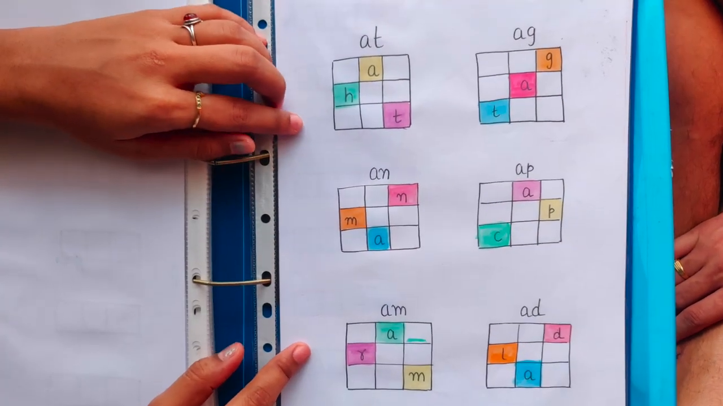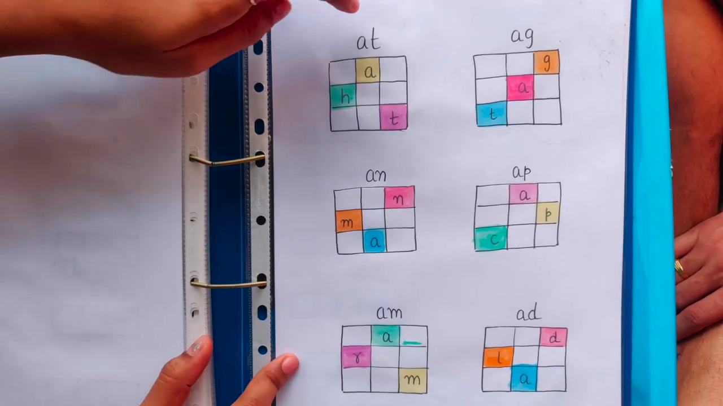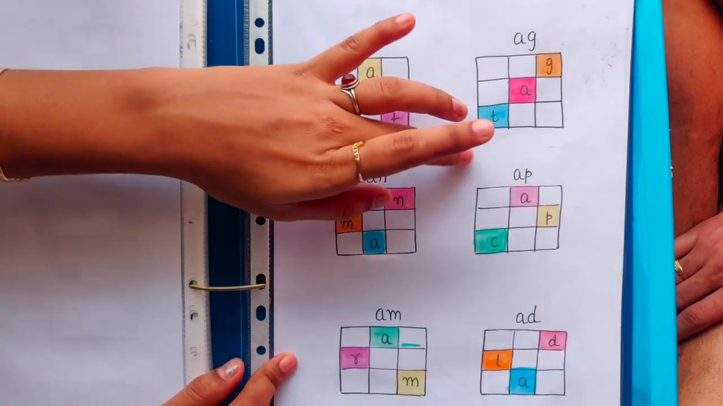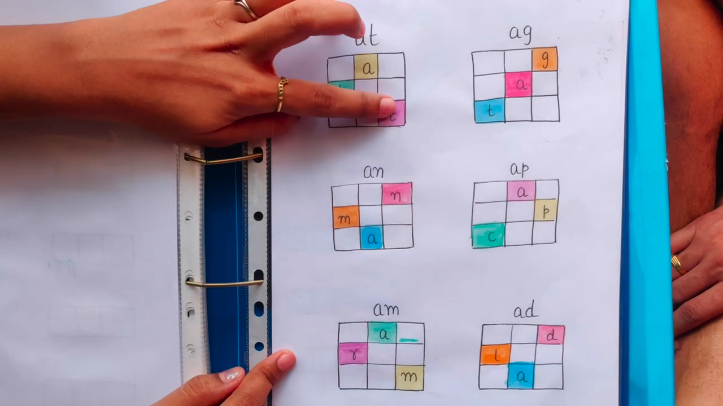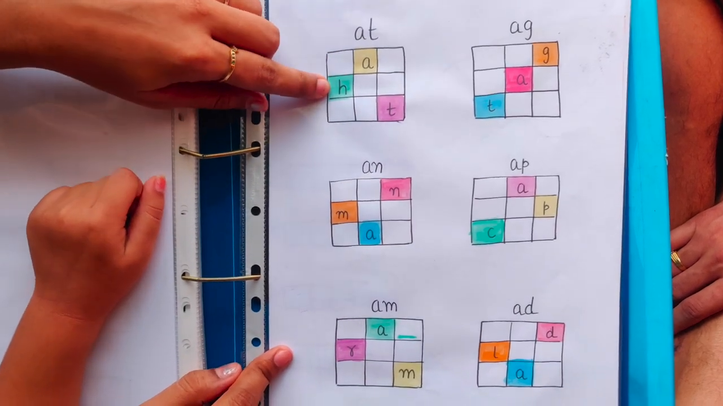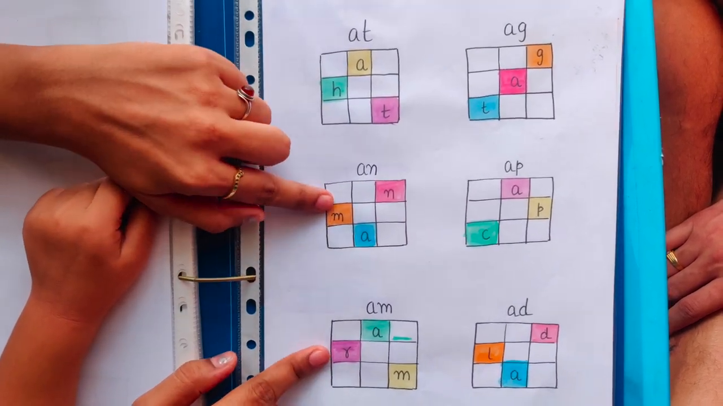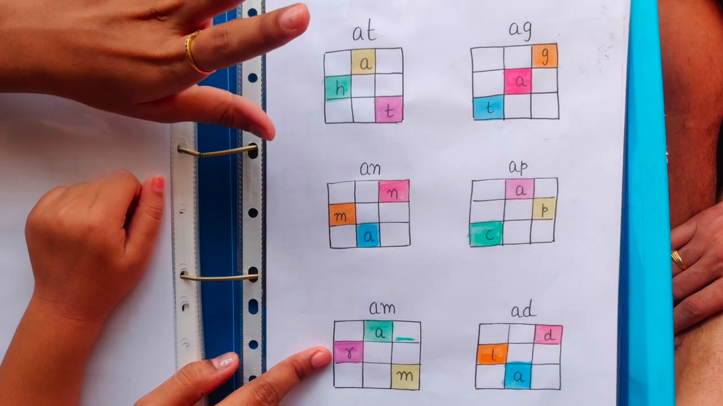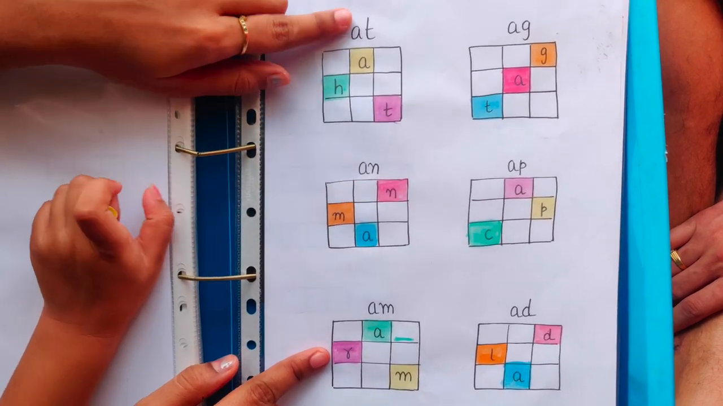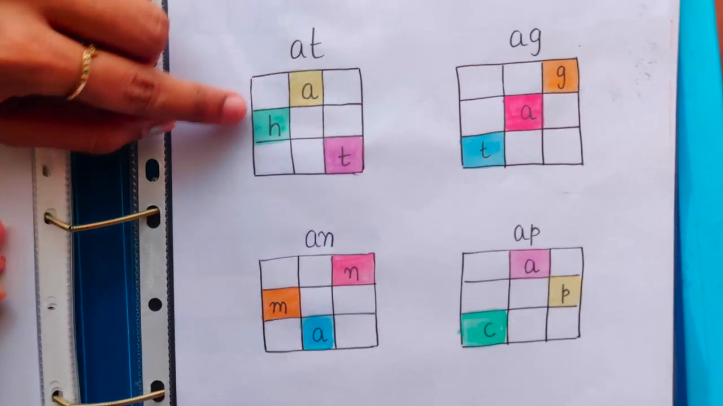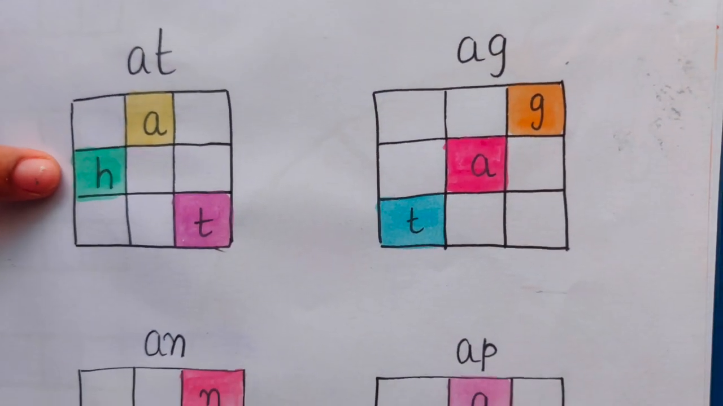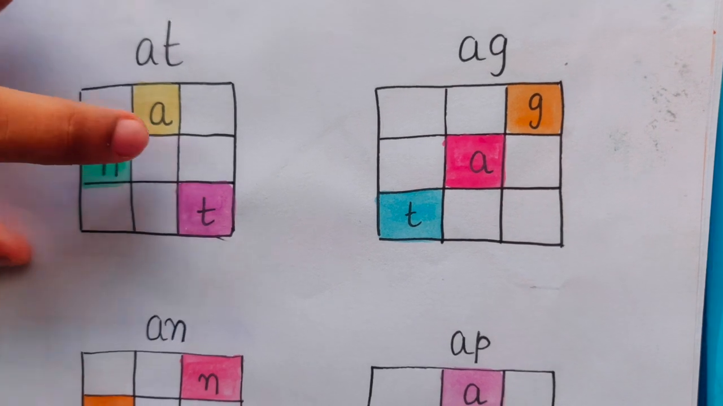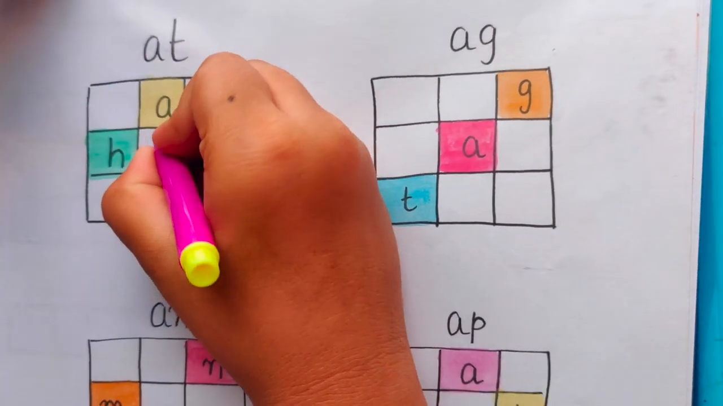Now we have learned so many words of all these families: add, ag, an, app. So now we have to write three words of each family here. The one word has to start with one alphabet which is already given. The other two, you can write any two words for that family. Okay. So now let's start with at. Can you think of any word of the at family? Hat. Yes. So you write over here and finish the word hat.